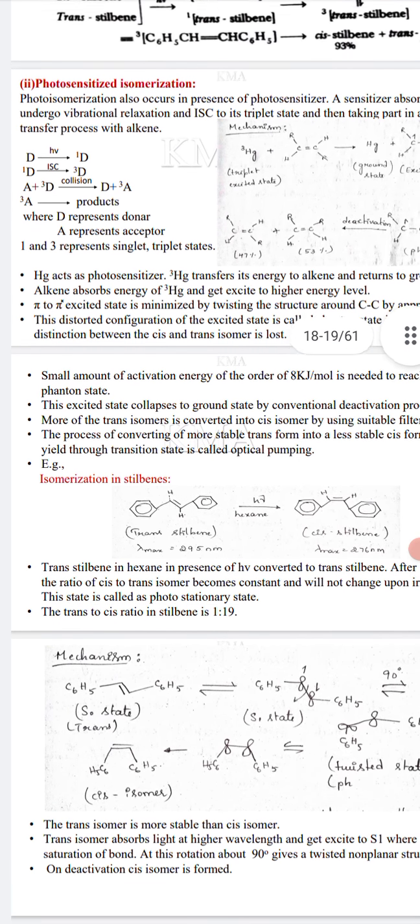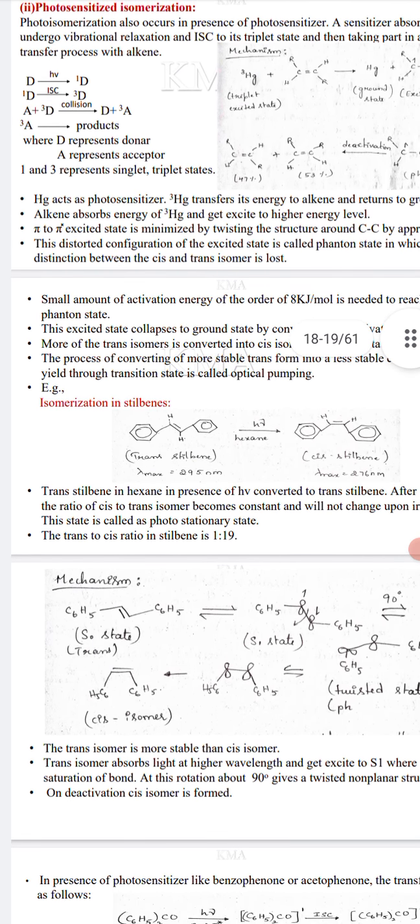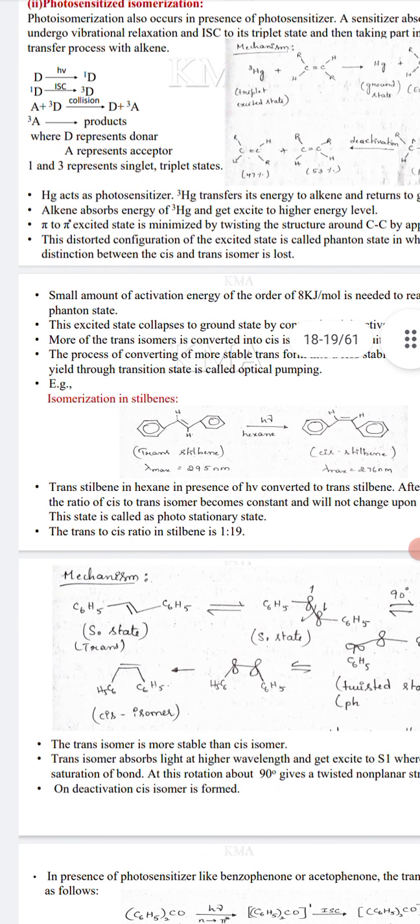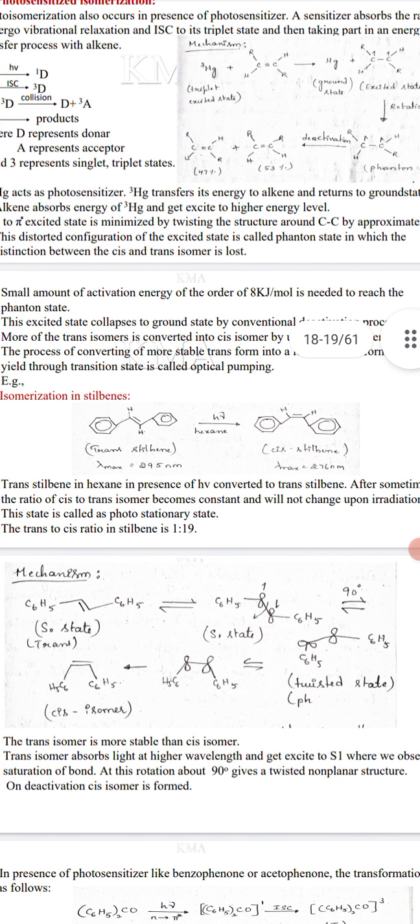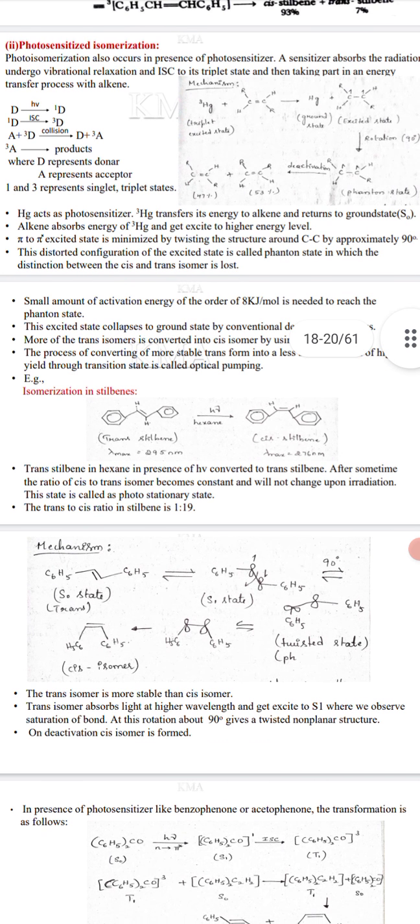So here mercury acts as a photosensitizer. The mercury, which is in triplet state, transfers its energy to alkene and returns to the ground state. Alkene absorbs energy of mercury and gets excited to the higher energy level. Pi to pi star excited state is minimized by twisting the structure around carbon-carbon single bond by approximately 90 degrees. This distorted configuration of excited state is called phantom state, in which distinction between cis and trans isomer is lost.